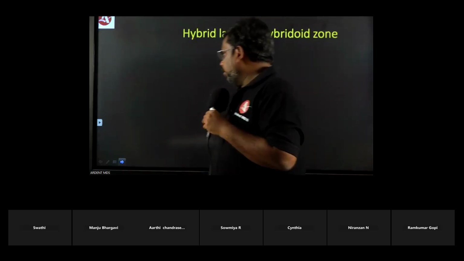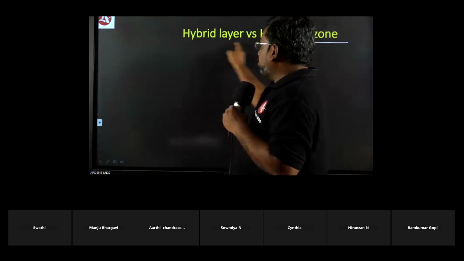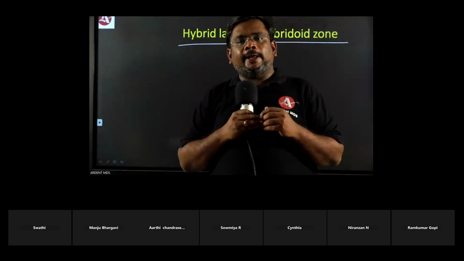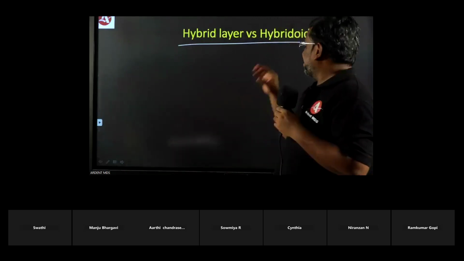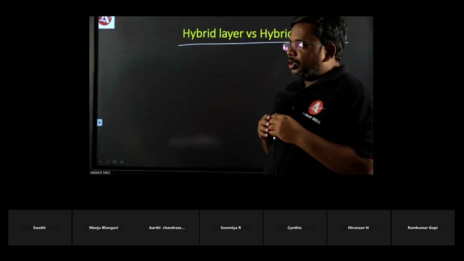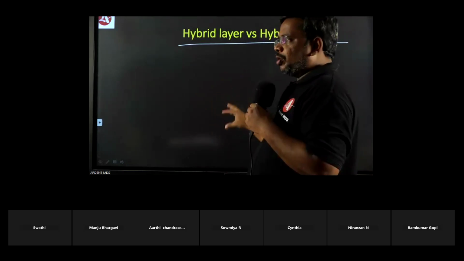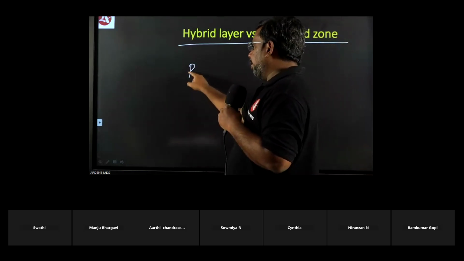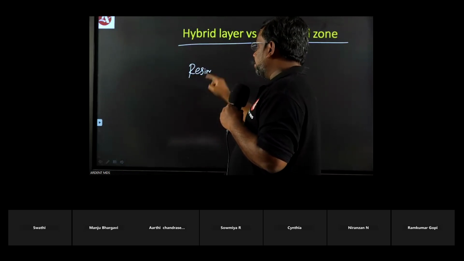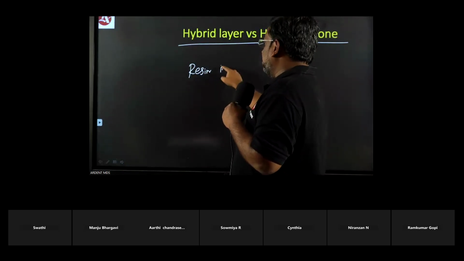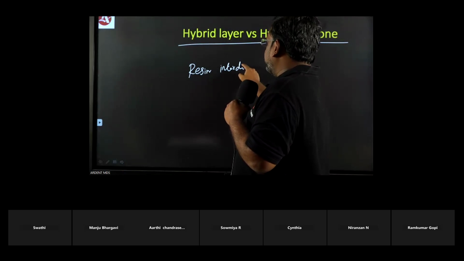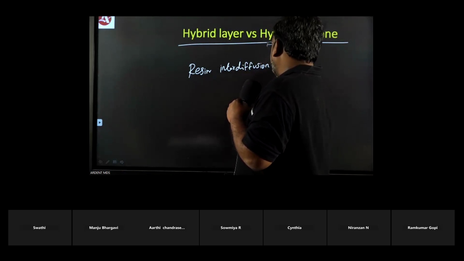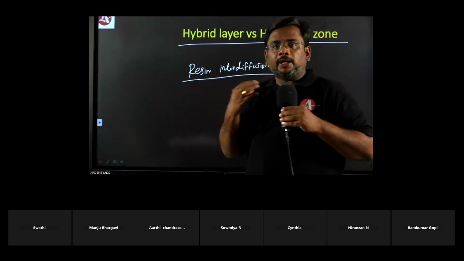Remember a few more concepts here. What is called the hybrid layer? What is called the hybridoid zone? Students, these are small MCQs which are asked in exams. What is called the hybrid layer? The hybrid layer is called the resin interdiffusion zone. What does that mean?